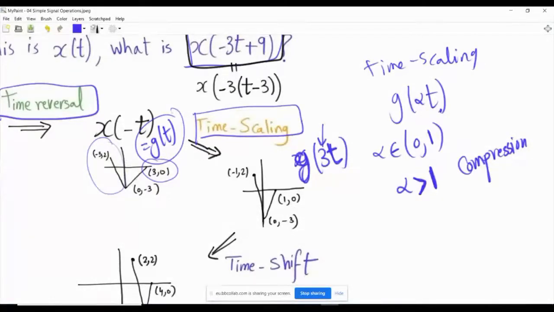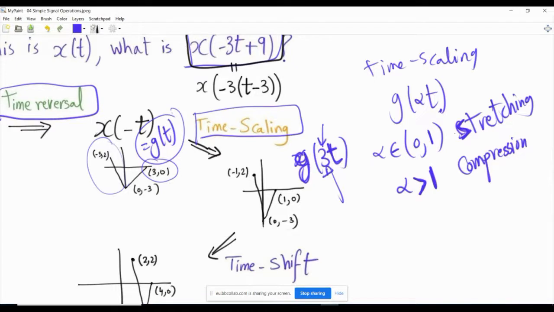On this part, the signal extends to 3, 0. Now if you compress it, you make it go to 1, 0, rather than 3, 0. And on the other side, it extends to -3. This -3 now becomes -1, because again you are compressing the signal with a time scaling factor of 3. It's not shown here, but if alpha is less than 1, then you are stretching your signal.